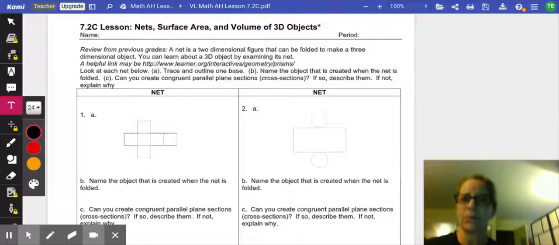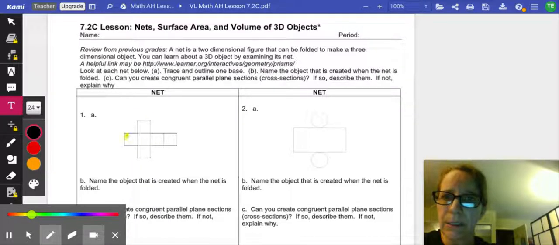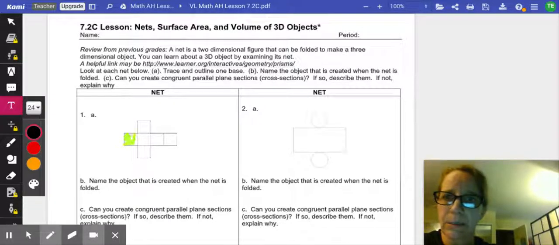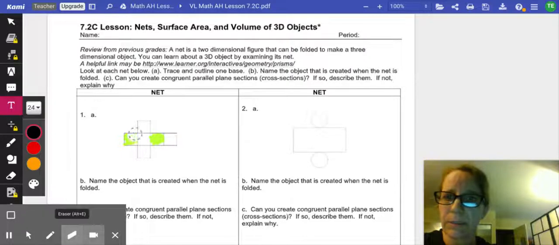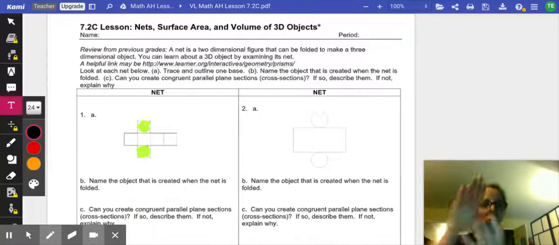And I need to label my base, or trace or outline. I'm just going to color it. So here, they can't be next to each other. So I'm going to say this is one of my bases and this is one of my bases. But some people like to do this one too. I could have just said this is one of my bases and this is one of my bases. When they're all the same shape, as long as you don't pick two that are next to each other, you want to pick them so when they fold up, they'll be opposite.